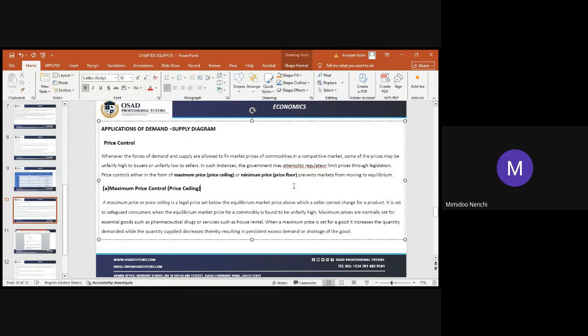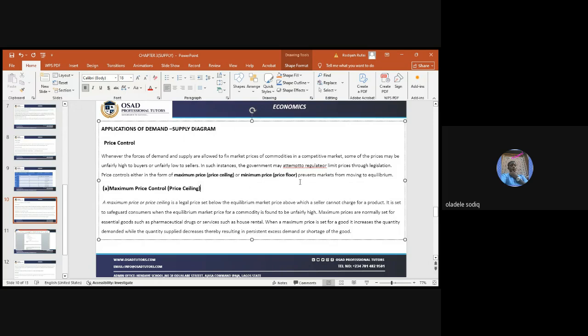It's when the quantity demand equals to the quantity supply. You said? I didn't get that. I said equilibrium is when the quantity demanded is equal to the quantity supplied. Okay, thank you. I get that now.